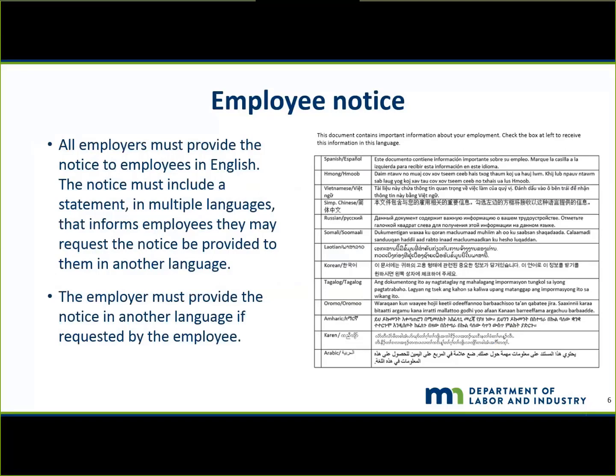All employers must provide the notice to employees in English. The notice must include a statement in multiple languages informing employees that they may request to have the notice provided to them in another language. An example employee notice is posted on the Department of Labor and Industry's wage theft website. In it, employers will find a statement translated into 13 languages that they may cut, copy, and paste into their own company's employee notice, allowing employees to request their notice in another language. The employer must provide the notice in another language if requested by the employee.